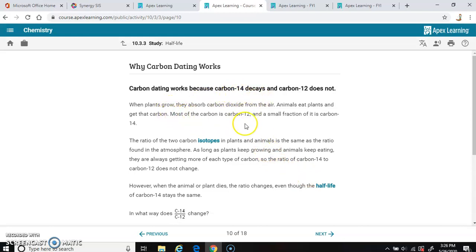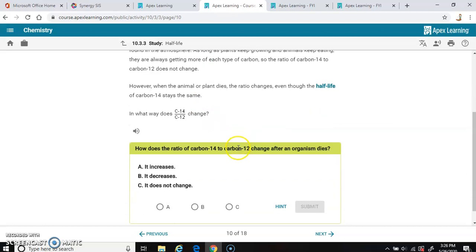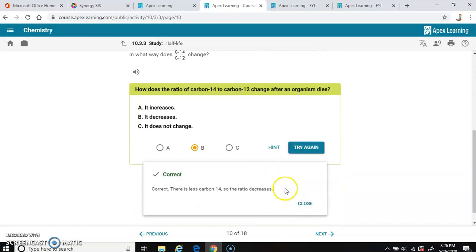When plants grow, they absorb the carbon dioxide from the air. Animals eat the plants, get the carbon, and most of the carbon is carbon-12, and then we have some carbon-14. So the ratio between carbon-14 and carbon-12 is the same ratio found in the atmosphere, as long as the plants keep growing and animals keep eating. But once the animal dies, the ratio is going to decrease, because the carbon-12 is not radioactive and won't break down, but the carbon-14 will. So less carbon-14 after the animal dies, and then we have a lower ratio.